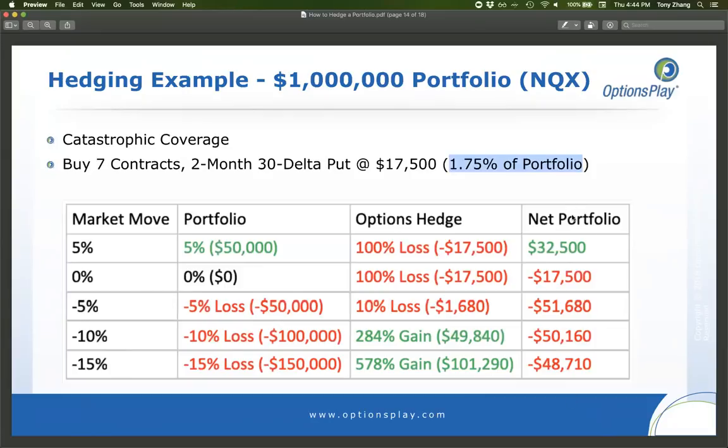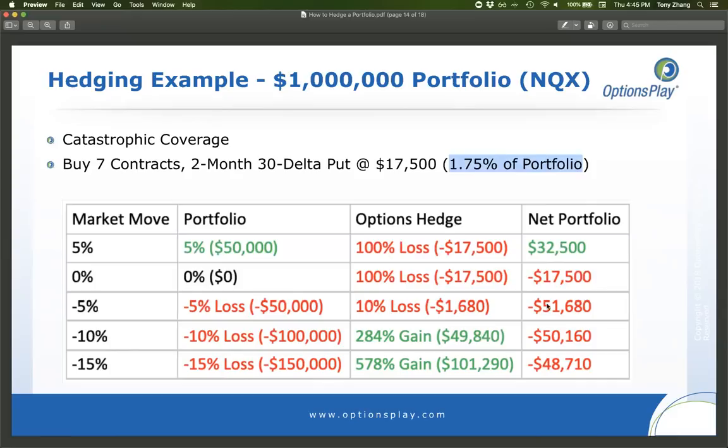So I want to show you how this performs. So if you look at an unhedged portfolio, if that $1 million portfolio, if the market moves up 5%, I make $50,000, moves down 5%, I lose $50,000, $100,000, $150,000 as the market sells off. So let's take a look at how that option hedge performs. In the case that this market does not move, I actually lose 100% of what I paid for on the hedge. So I lose the $17,500. So my net loss on the portfolio is I'm down 1.75% or $17,000.